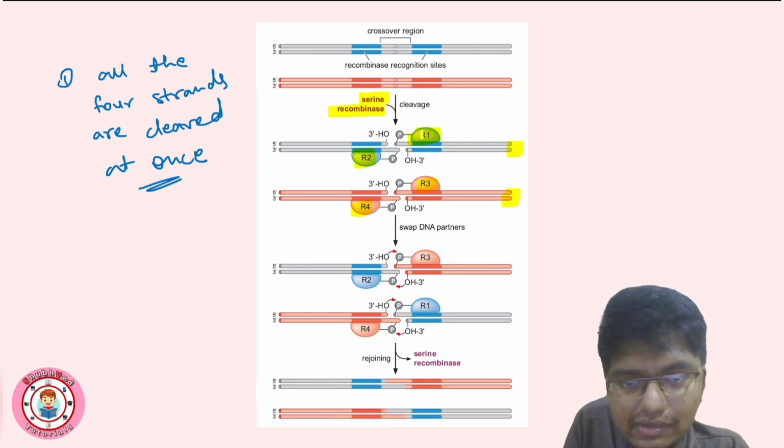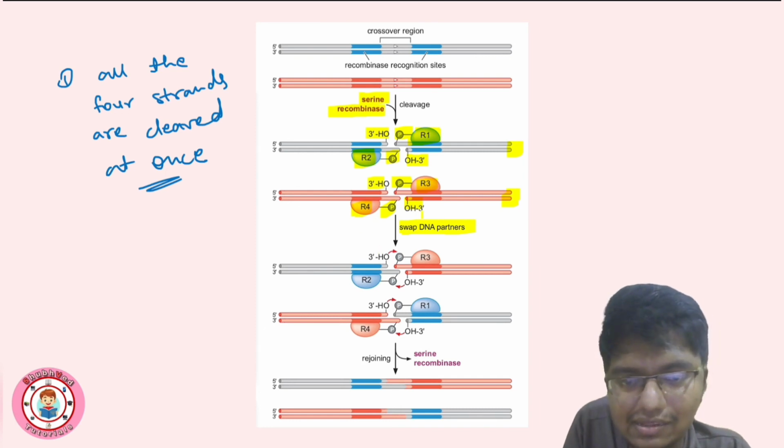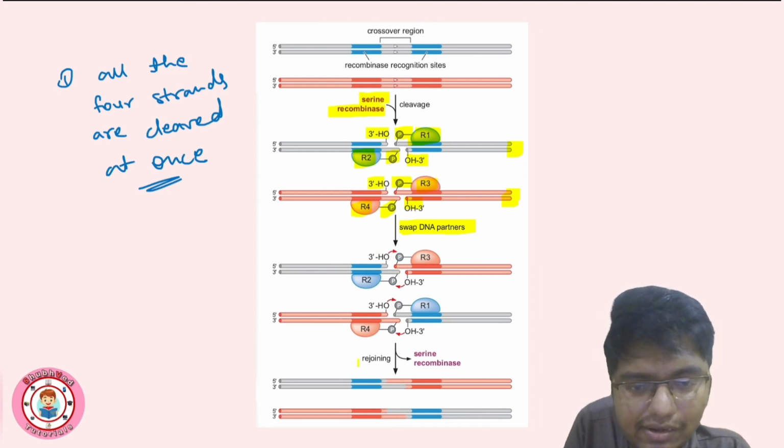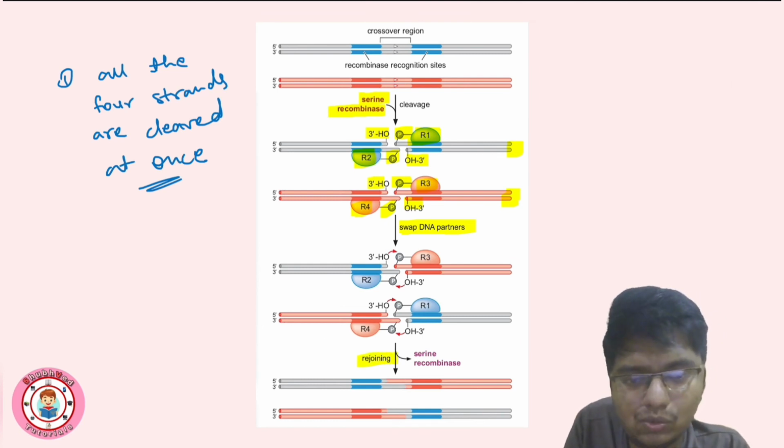Now what it does, it will attack the phosphate. So 3' OH is free now, as well as R2. It is attacking this one, 5'. Then this 3' is free. Same here with R3 and R4 phosphate. 3' OH is free. It is attacking the 5' phosphate. All the 4 strands are cleaved at once, right? This only we have to remember. Swap DNA partners means what? Exchange of strands. Just exchanging the strands takes place and then rejoining. That's only the case here.